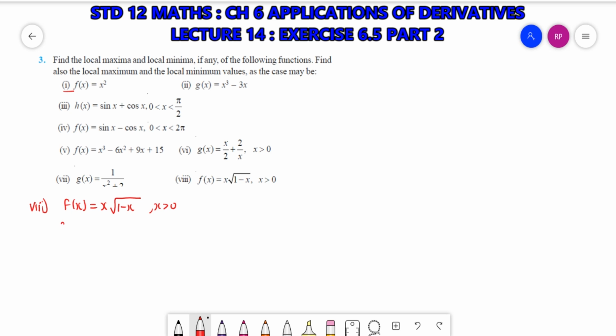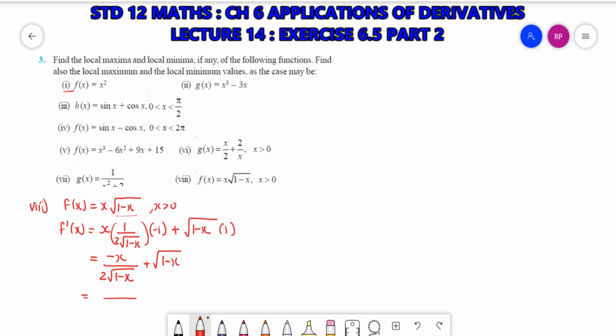Positive. F dash x, using the uv rule, we will use x as it is, times the derivative of this, 1 upon 2 root 1 minus x into d by dx of 1 minus x, which is minus 1, plus root of 1 minus x into d by dx of x, which is 1. So this will be equal to minus x upon 2 root 1 minus x plus root of 1 minus x. Now let's take the LCM.